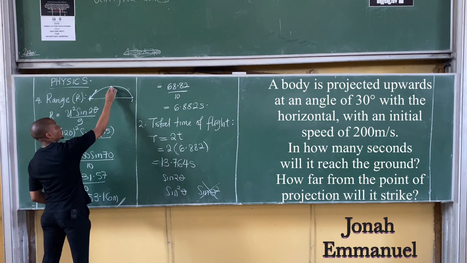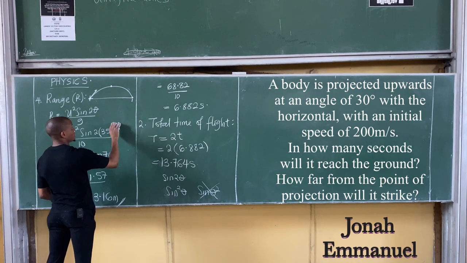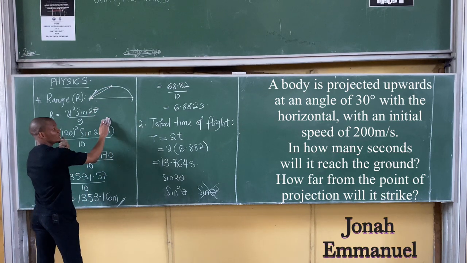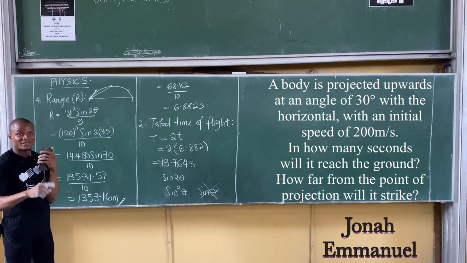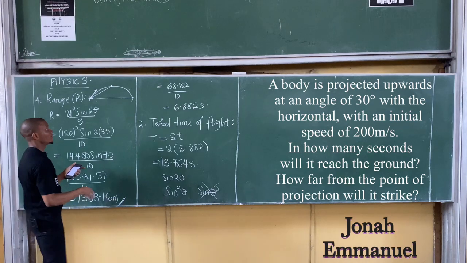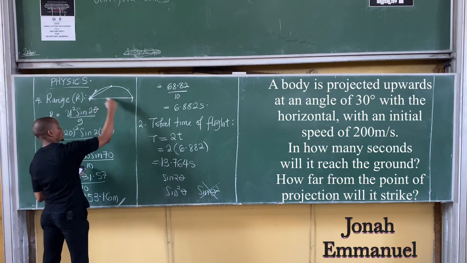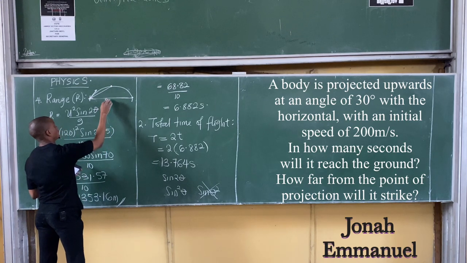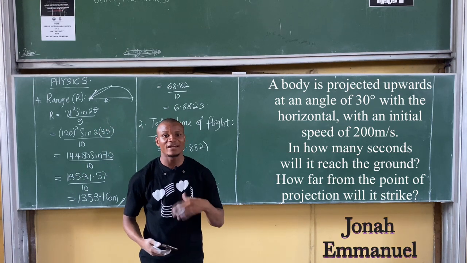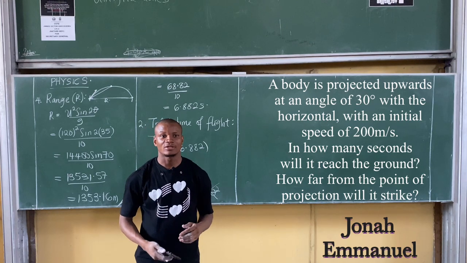Think of it. There are two distances there. This one here, maximum height. This one here, range. It's possible to ask you maximum height from the point of projection, but not at this level, maybe at an advanced level. But of course, not this. From here to this point, how far from the point of projection, that becomes your range. So this is the idea there. Do not say find range. No. You put it in words, right? That's the concept.